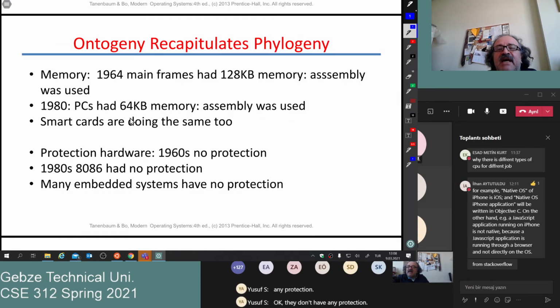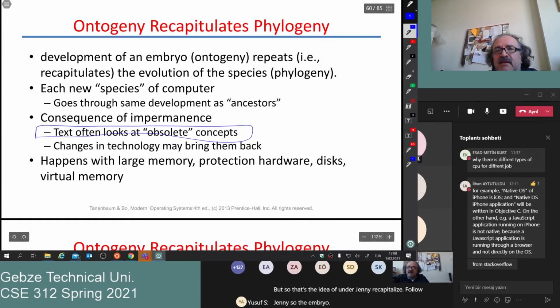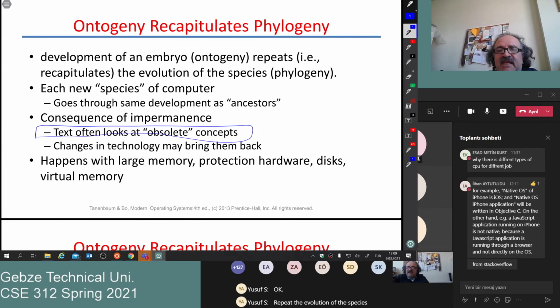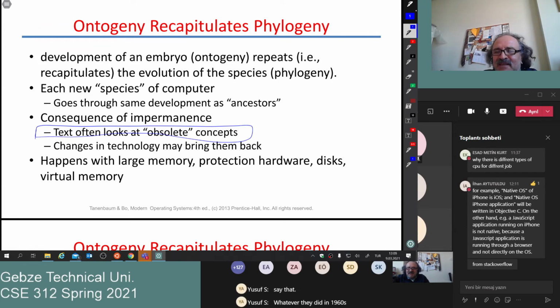Good. So that's the idea of ontogeny recapitulates phylogeny. The embryo repeats the evolution of the species. That's where we get it. So just memorize these three words. Whoever asks you about these words, about the operating system, you would say that whatever they did in the 1960s, we keep repeating it with the new hardware.